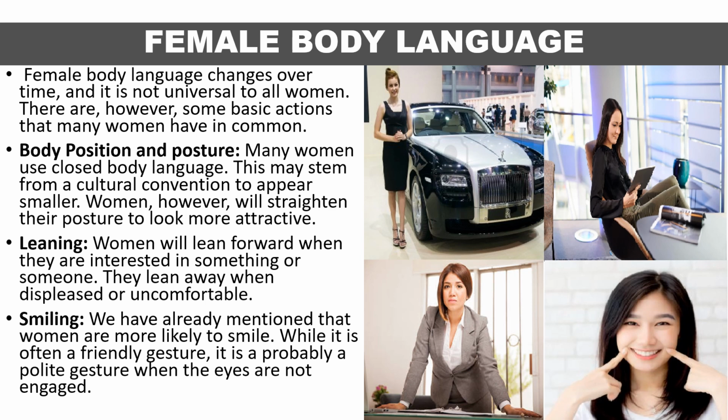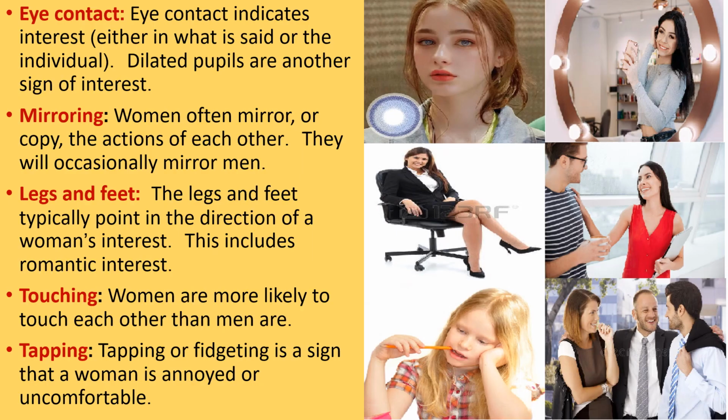So next one is leaning. The woman leans forward when interested in something or someone. The girl in the coat, right, was at the front with her hands on the table. She leaned forward. Okay, smiling. Just look at the girl, women are more likely to smile, right? She is very cute. Often a friendly gesture, probably a polite gesture when the eyes are not engaged, right? These are the female body language signs.